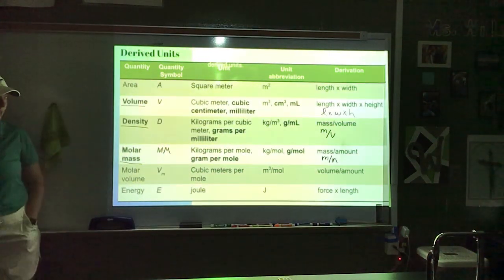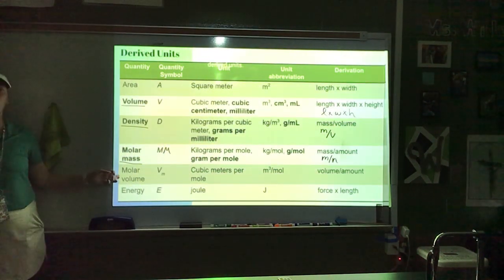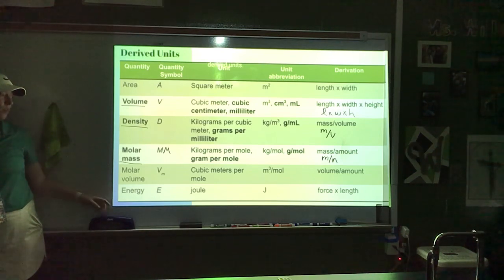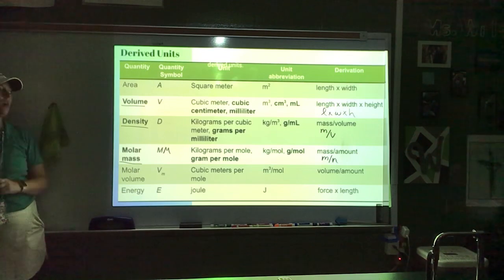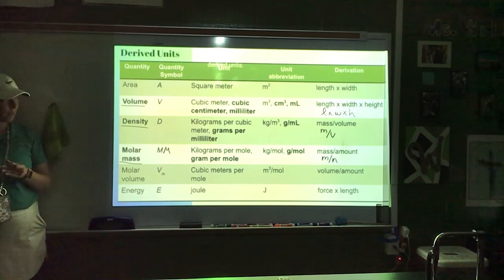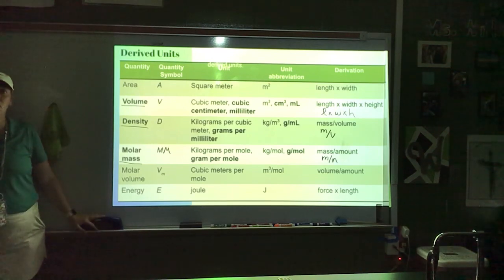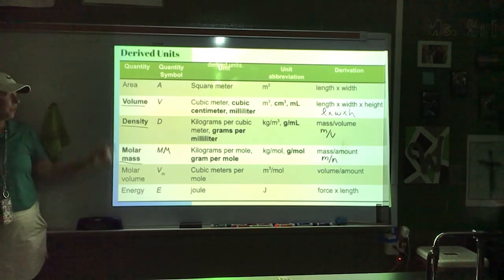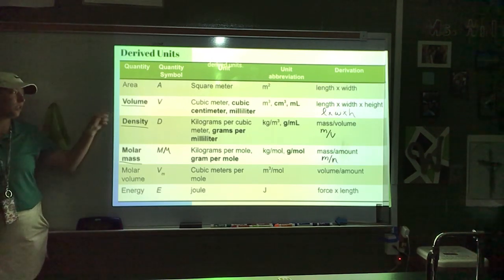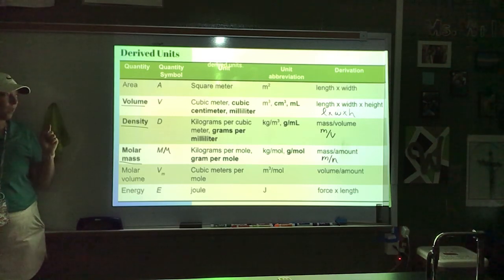Mass divided by amount. We won't really have to worry about molar volume or energy. Those are energy and area, both more of a physics thing, but they are there to write down if you need to. These are the three you will need to know, especially.